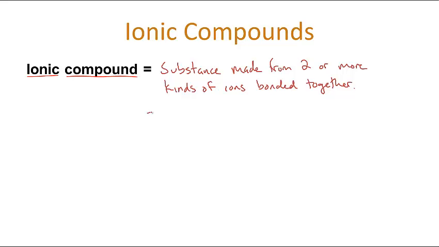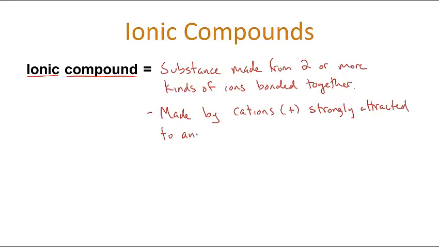So these are generally made by cations. Remember, cations are positive, being strongly attracted to anions, which are negative. Remember, opposites attract by Coulomb's law, and they are in some fixed ratio. Not ration, ratio. So the anions and cations bond in a fixed ratio.